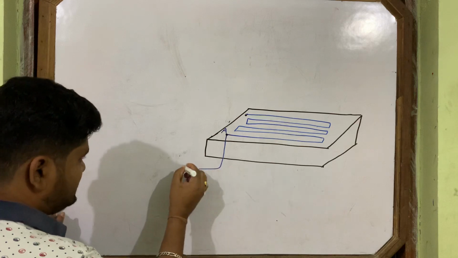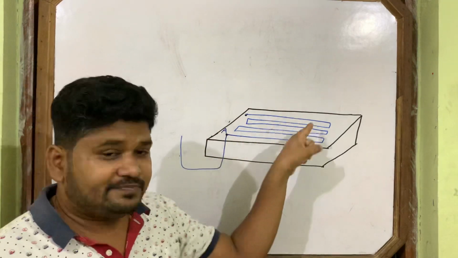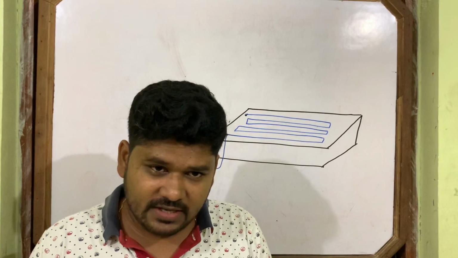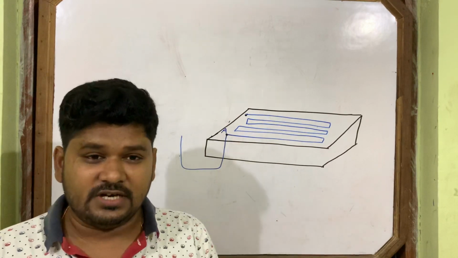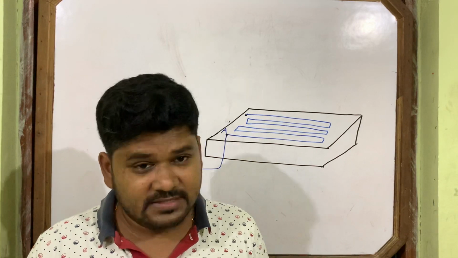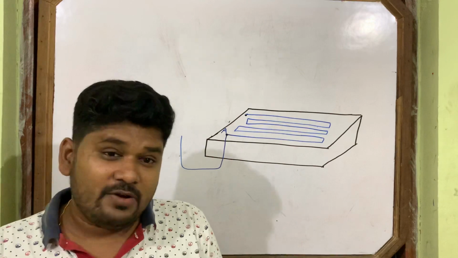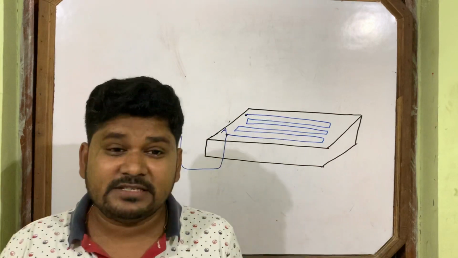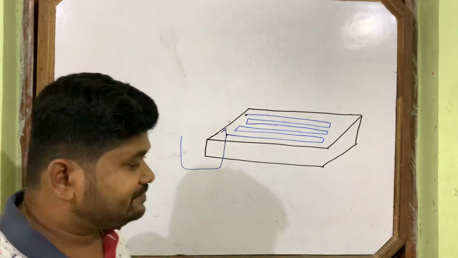I have just brought one wire. We'll give current to this one. To give current, what do we need? One cell, because we have to give a constant current. To measure the current, what do we need? One ammeter. To vary the current, what do we need? One resistance, a variable resistance, so that we can vary the current. Variable resistance means we can use a rheostat, no problem. Rheostat is the variable resistance.